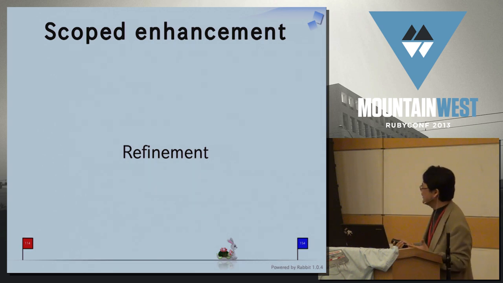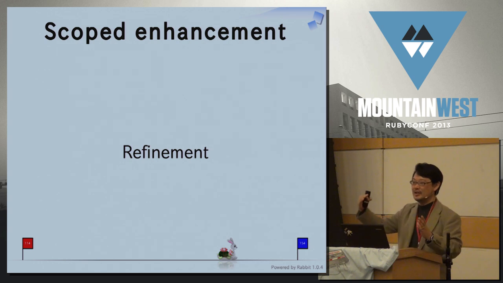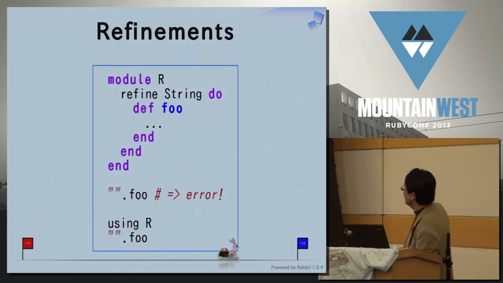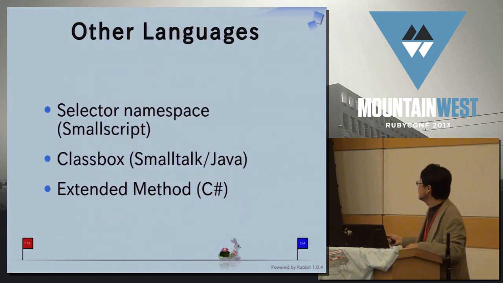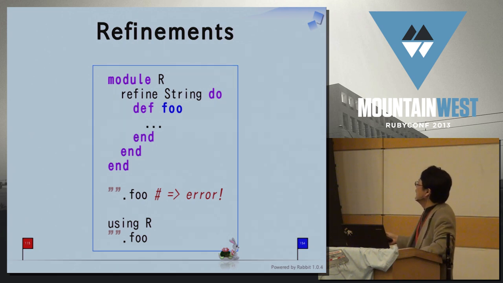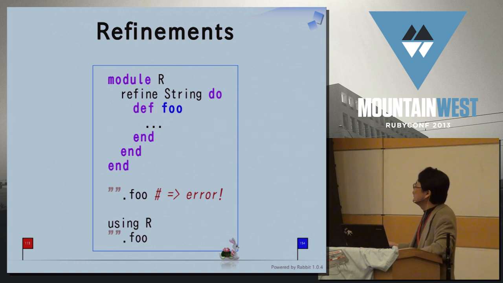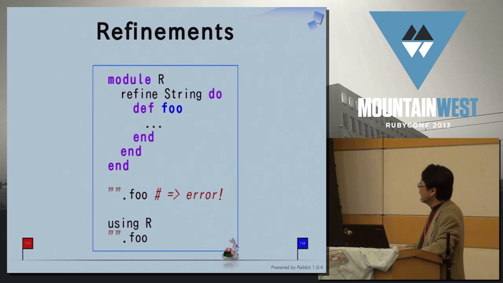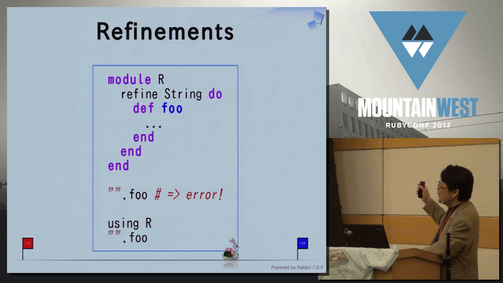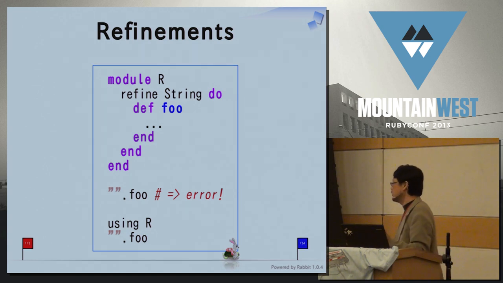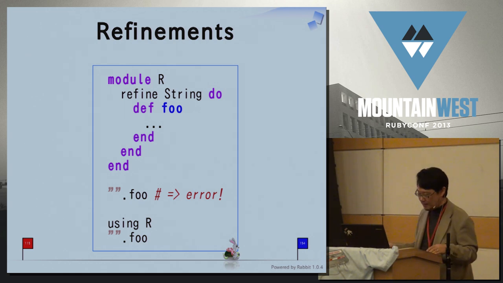So the scope. You want to scope your modification in a certain aspect. So refinements are that kind of scope. You define a module, and in the module, you can refine the existing class, and you can add methods, you can replace methods, whatever you want. Then that refinement will not be effective outside of the refinement scope. But when you call using with the refinement module, you can use it. So the default is no refinement at all. So you don't have to worry about the global modification.